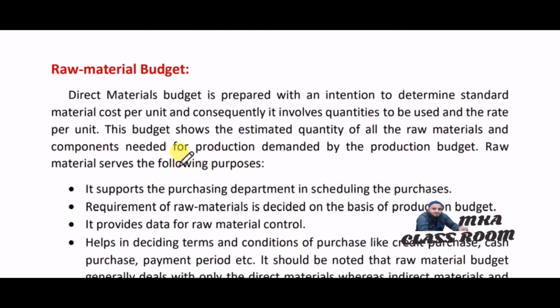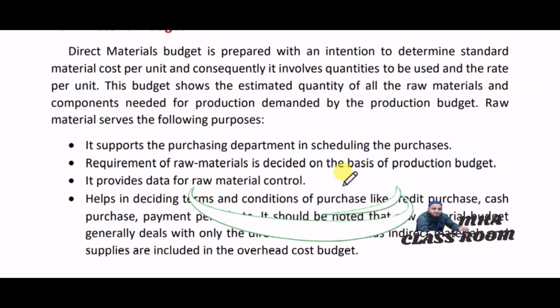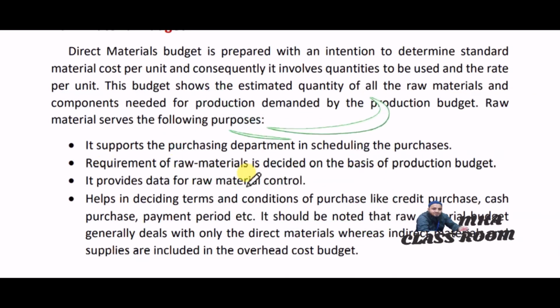Then the raw material budget. The direct raw materials budget is prepared with the intention to determine the standard material cost per unit, and consequently it involves the quantities to be used and the rate per unit. Whenever you read this, it will be clear.